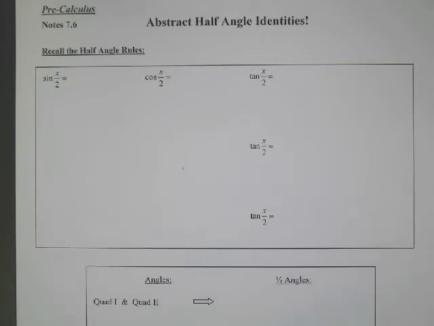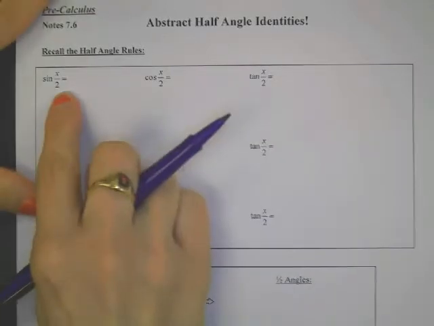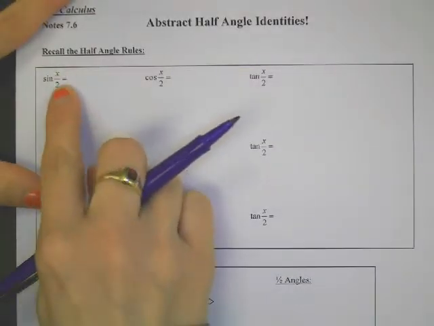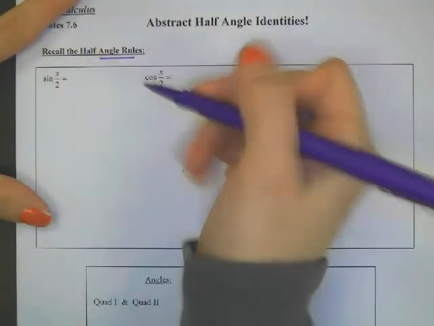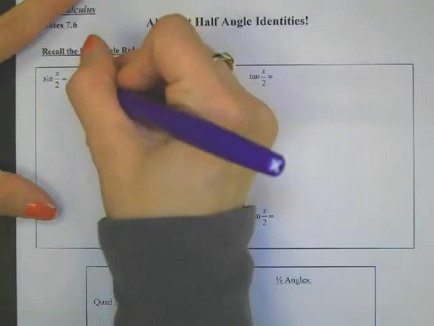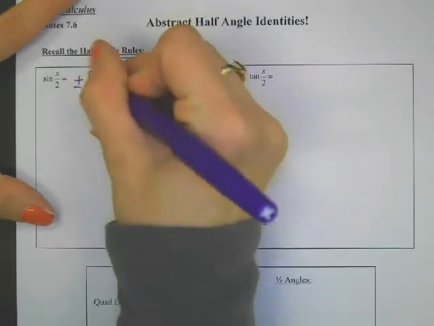So here we have a lesson on abstract half angles. First, let's refresh our knowledge of the half angle identities, or what I called the uglies. Okay, so when we have sine of half angle, these are the half angle rules, we're going to go ahead and do a calculation with a full angle. Remember how it looked? Plus, minus, big square root.